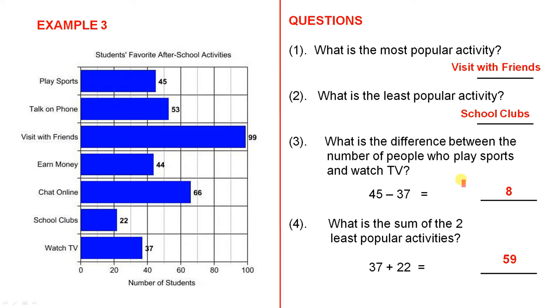What is the difference between the number of people who play sports and watch TV? So sports is 45. TV is 37, so 45 take away 37 is 8. Difference means subtraction. And what is the sum of the 2 least popular activities? They are the activities with the shortest columns, so 22 plus 37, and that gives you 59.